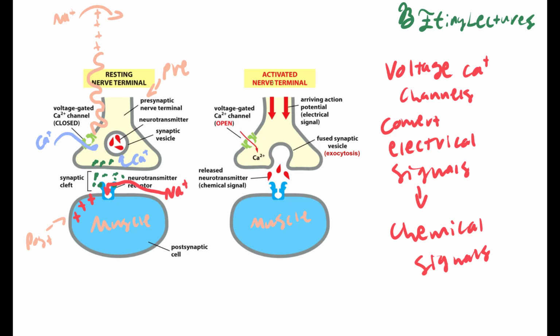I get goosebumps talking about it, but it's just: sodium enters, it generates an action potential. The voltage-gated calcium channel opens, and it releases the neurotransmitter, acetylcholine, and the neurotransmitter goes into the ligand-gated channel, and it's going to generate another action potential. So let's look at it in more detail.